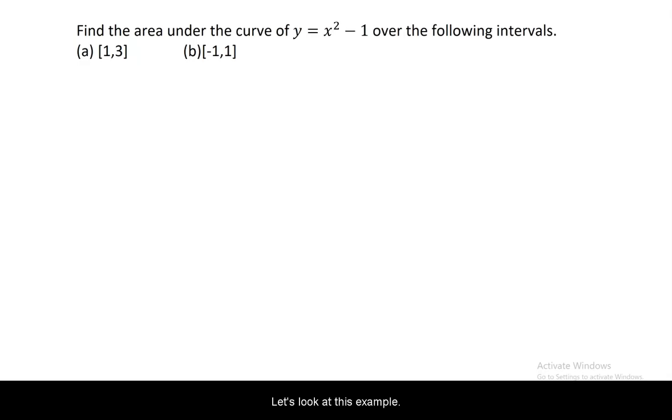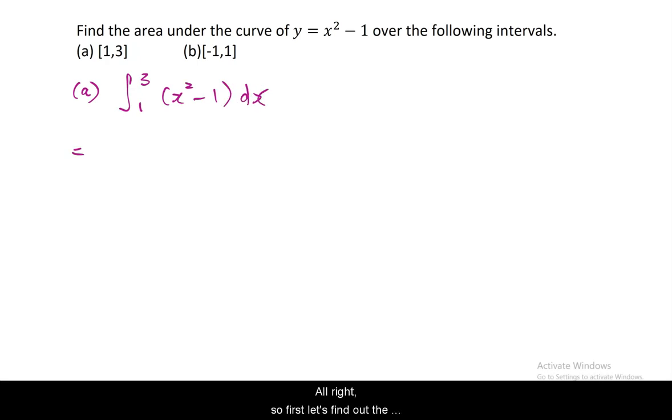Okay, let's look at this example. Find the area under the curve of y equals x squared minus 1 over the following intervals. Part a is from 1 to 3. So a is looking for the definite integral from 1 to 3 of x squared minus 1.